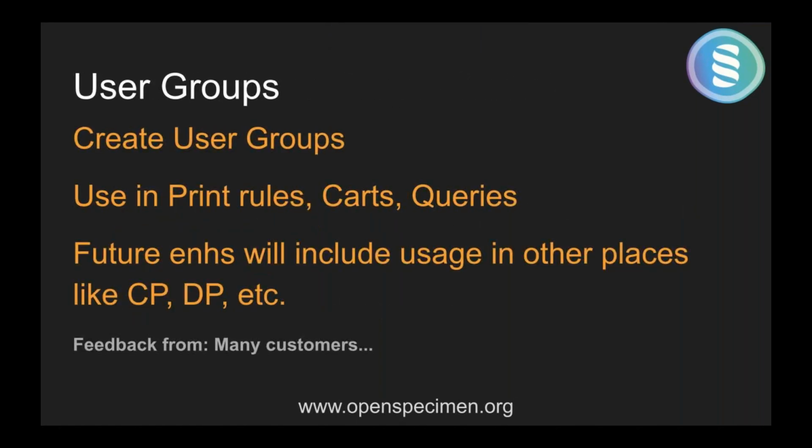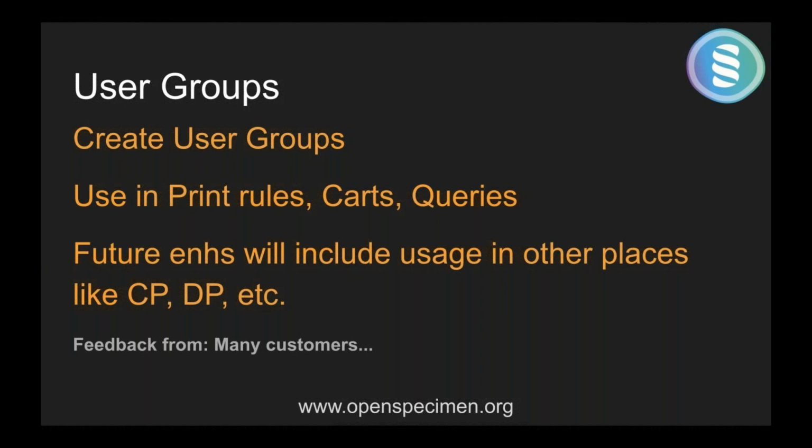Another major feature is the user group. Until now, you could just create users, but not groups of users. Now you can create user groups and then assign them. Right now, we support the use of user groups in print rules, sharing cards and sharing queries, etc. In future, we plan to extend it to other things, for example, assigning a role within a protocol. Instead of assigning it to an individual user, you can assign it to a group.